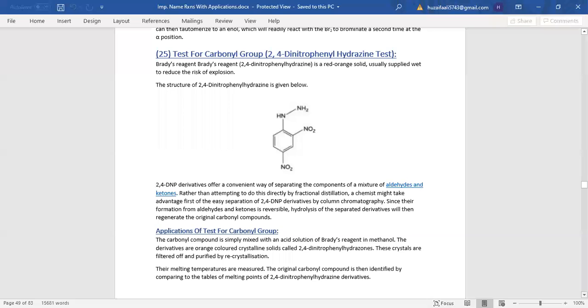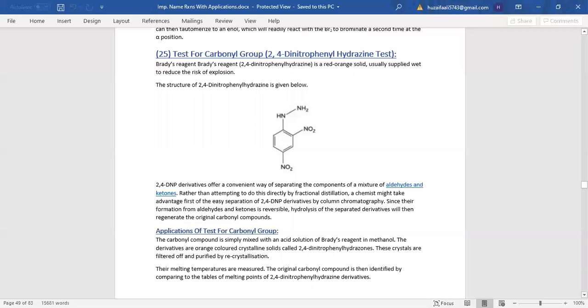Test for carbonyl group: the 2,4-dinitrophenylhydrazine test. Brady's reagent is a red-orange solid, usually supplied wet to reduce the risk of explosion. The structure of 2,4-dinitrophenylhydrazine is given below.